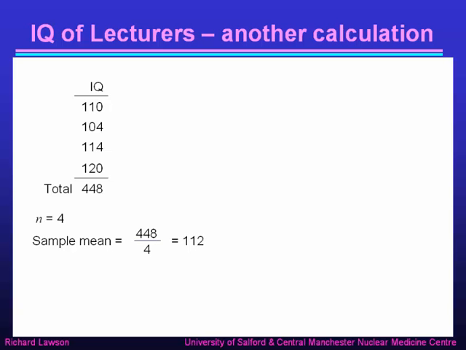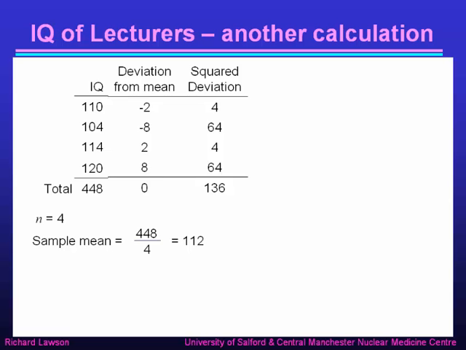We've already calculated that the total IQ was 448 with a sample number of 4. That gives us an average of 112 for the average lecturer's IQ. To calculate the standard deviation, we have to take the difference between each of these IQs and the mean to give the deviation from the mean. The mean is 112, so 110 is 2 below the mean, 104 is 8 below the mean, 114 is 2 above the mean, and 120 is 8 above it. Note that the sum of all those deviations adds up to 0, as it should.